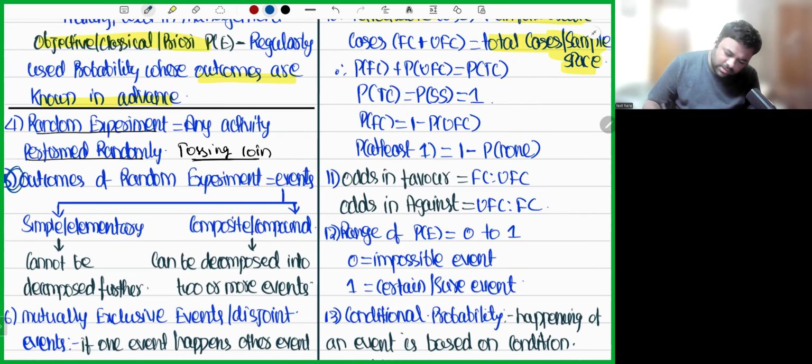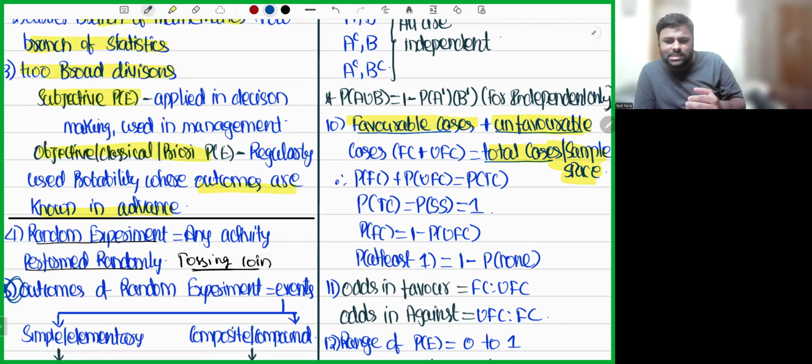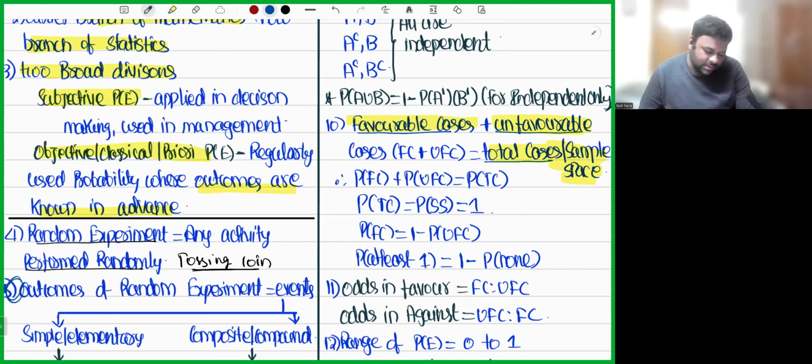Now see here, my dear friends. What are these favorable cases, unfavorable cases, and total cases? Favorable cases, unfavorable cases, total cases. Favorable cases means those cases which are favoring your event. They are called favorable cases. Unfavorable cases means those cases which are against the event. They are unfavorable cases. Obviously, my dear friends, favorable cases plus unfavorable cases will be total cases.